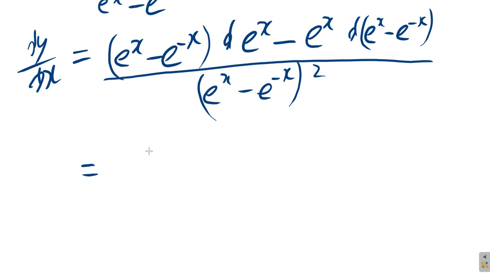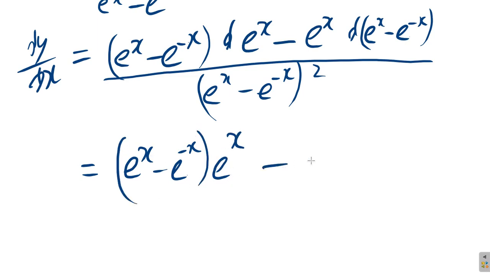So what do you have? When you differentiate e to the x, you get e to the x. So you have e to the x minus e to the negative x multiplied by e to the x, minus. Now, we're going to differentiate each of these inside the bracket. When you differentiate e to the x, you get e to the x. You're going to minus. What happens when you differentiate e to the negative x? It could be done by substitution, or the chain rule, but you're going to find that this becomes negative e to the negative x, right?